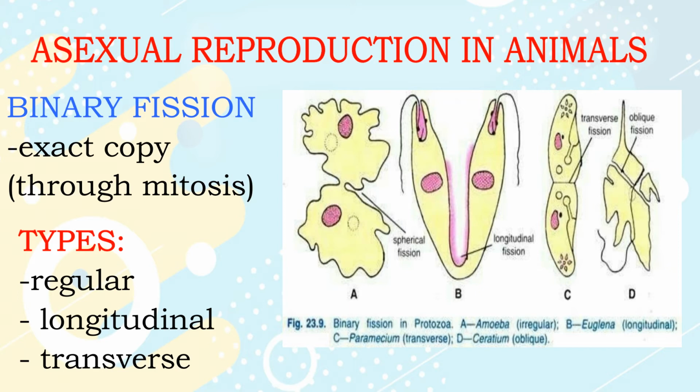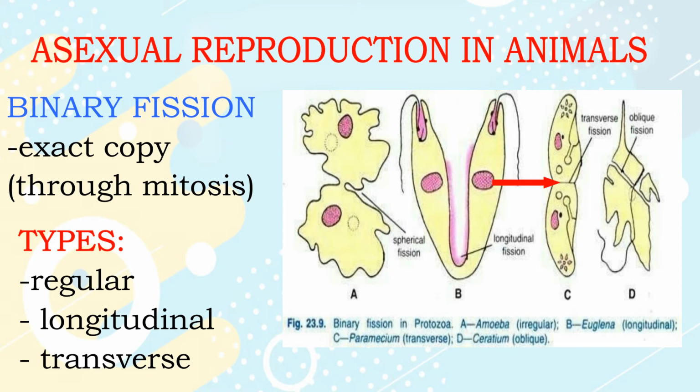So we have here for letter A, that's an amoeba. So that's amoeba splits into two. The two new organisms are now separated into individuals. For letter B, that's a euglena. This is a longitudinal fission, so it separates longitudinally. For letter C, that is a paramecium, divides in a transverse plane, so it divides in this portion.